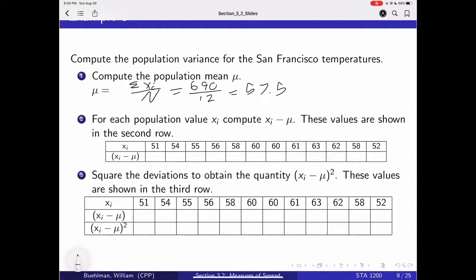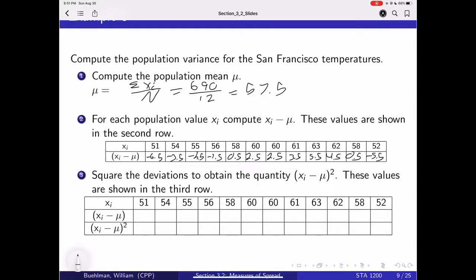So now step 2, for each population value xi, we need to subtract the mean from it. So here, that's what we're going to do next. If we do 51 minus 57.5, we get negative 6.5. 54 minus 57.5, we get negative 3.5, and I'm just going to fill in the rest of these. And as a reminder for the last one, we do 52 minus 57.5, which gives us negative 5.5. So now we've done each value minus the mean.